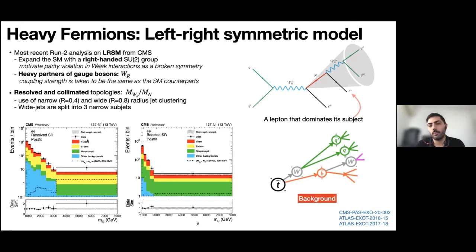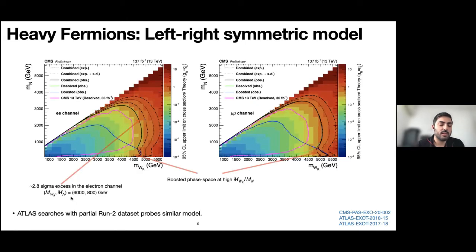And of course, one thing that stands out is the type of background which is given here, in the cartoon at the bottom right, where a top decay can give you two jets originating from the W. And if the B, the same B that we've already seen in the context of misidentified leptons, decays leptonically, you end up with a signature that is very similar to your signal. So this is the type of background that you consider in such searches. And again, this is an example of how prevalent these misidentified leptons are in all leptonic final states. As you can see on the left, there is a bit of an excess in the search, which may be something exciting. If you go to the next page, we can see the impact of this excess, which is at the 2.8 sigma level in the electron channel. This is visible also, of course, in the upper limits we set on such particles.